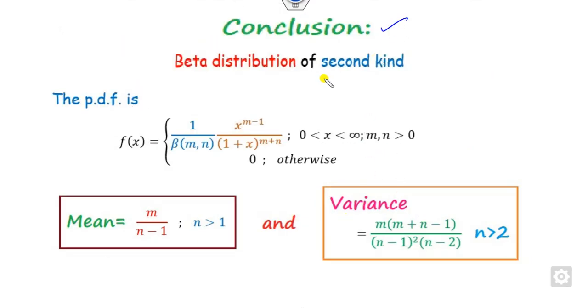So what is the conclusion behind that? If you have the beta distribution of the second kind of this type, then the mean is nothing but m upon n minus 1 and the variance is here. So all of you know that the beta distribution has two unknown parameters m and n, and you can see the mean and variance all depend on them. So this is a simple proof for the beta distribution of the second kind.